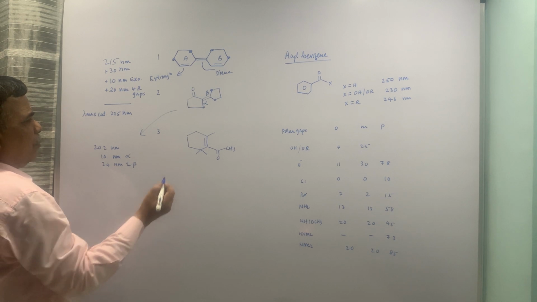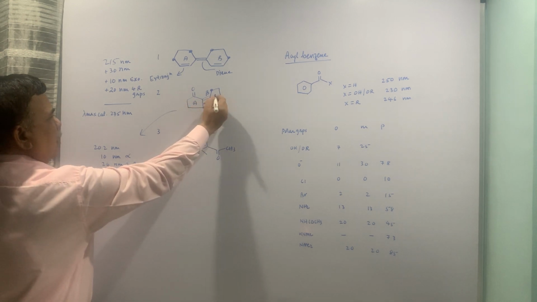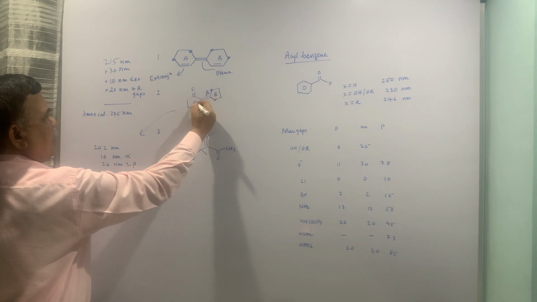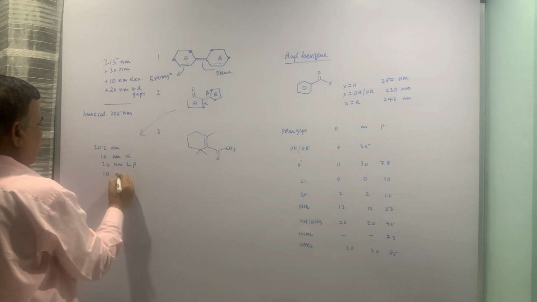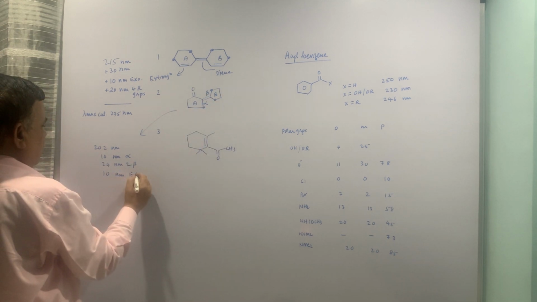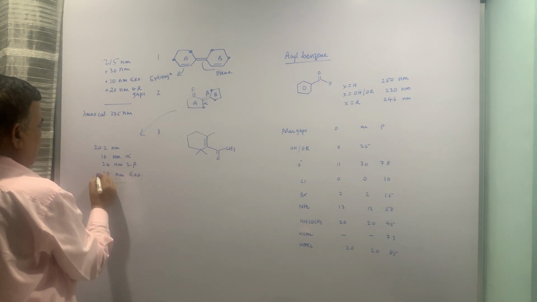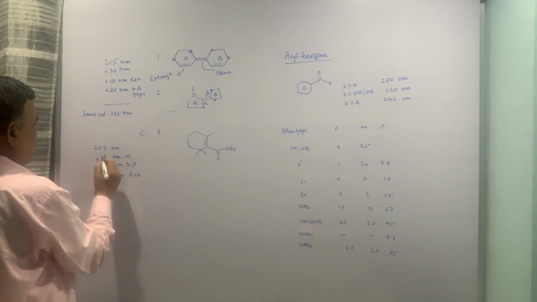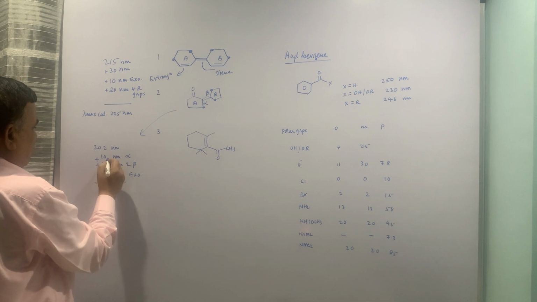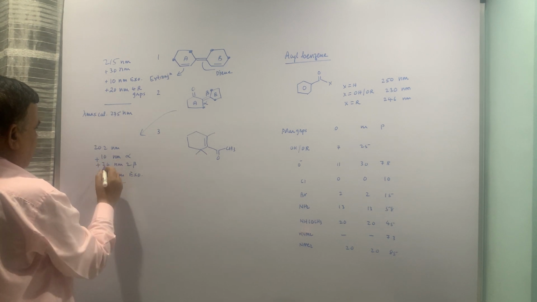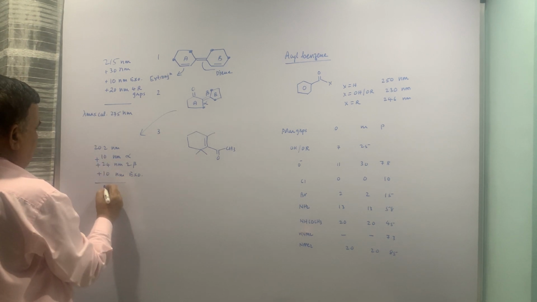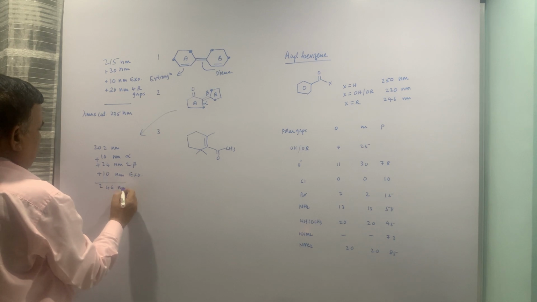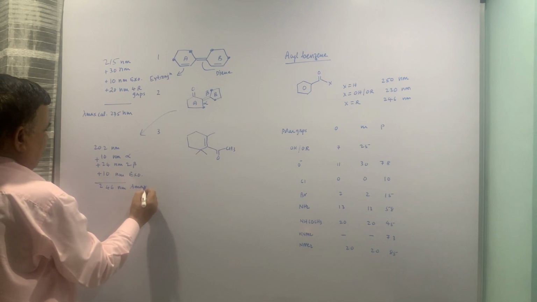The exocyclic bond, now this central bond is exocyclic to both the rings, so it has to be counted as 2, and then it has to be the summation. So 2, 2, 4, 6, then 4. This is lambda max calculated.